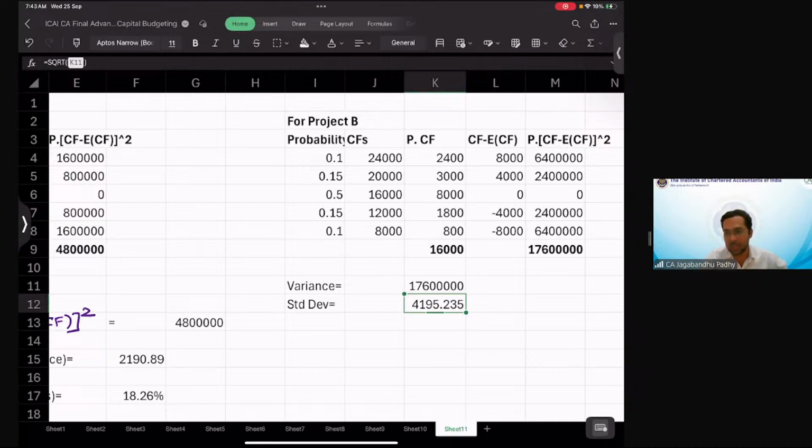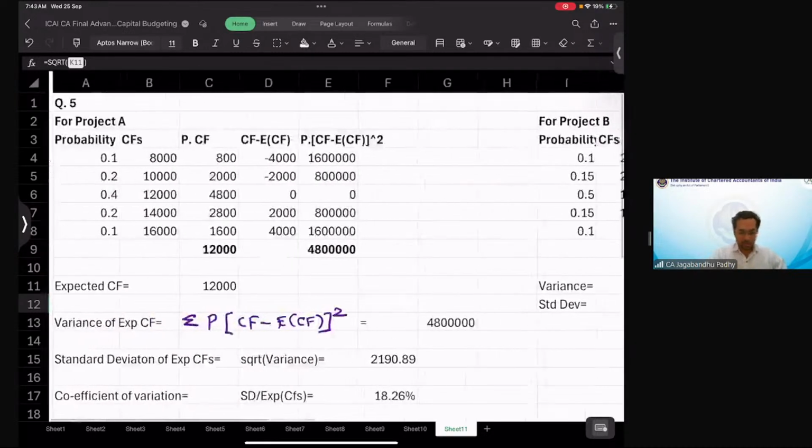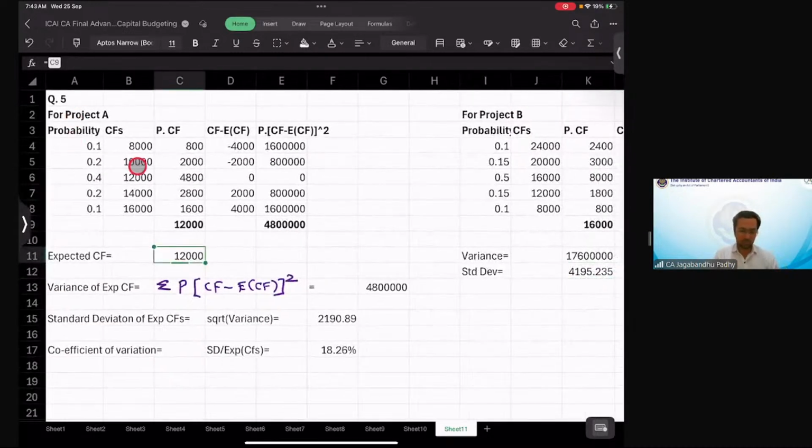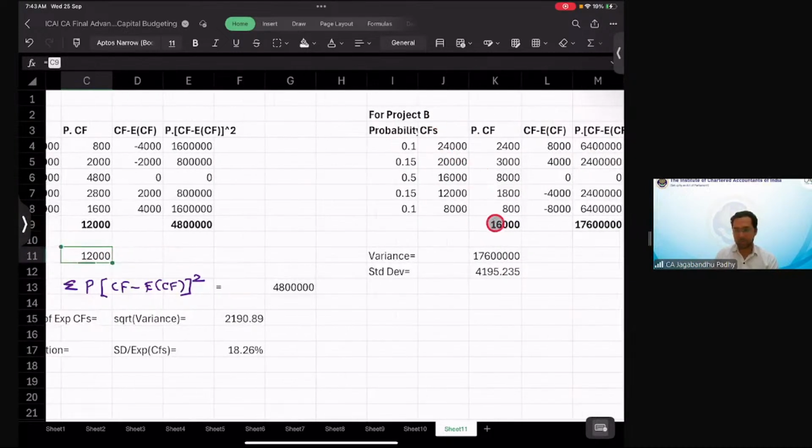First up, we are looking at the cash flows, right? Now here, if you look at the expected cash flow, we have an expected cash flow of 12,000 in project A. The expected cash flow in project B is 16,000. So as far as expected cash flows are concerned, project B has a higher number. When it comes to standard deviation, here it is 2190, and here it is 4195. Of course, standard deviation we cannot compare.